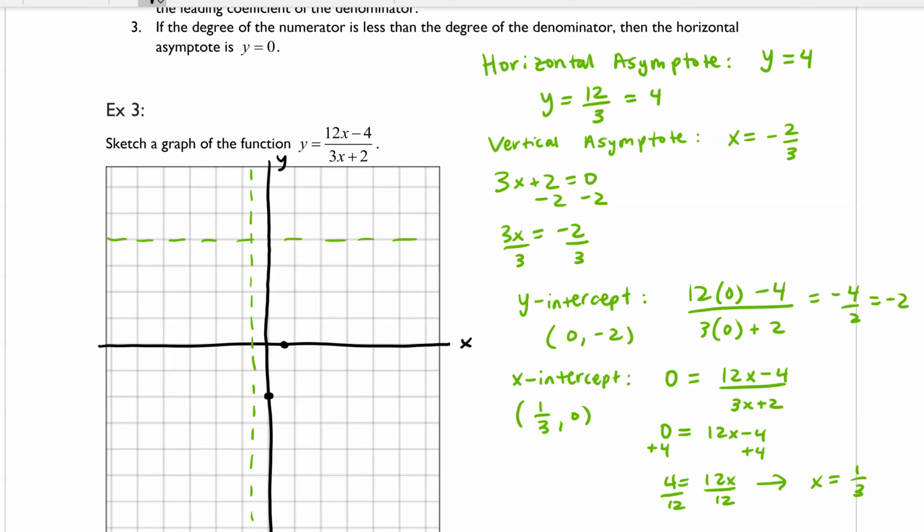Okay, and I'm going to leave it to you to plug in some more points to get the general gist of what the graph looks like, but I have been graphing these long enough to know that our graph is going to look something like that. Okay, so that's how you graph this rational function.